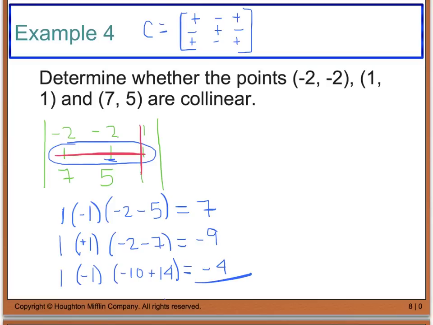So 7 plus -9 plus -4 gives me -6. So I have a determinant of -6, and since -6 is not equal to 0, I can tell that these points are not collinear. They would only be collinear had I gotten 0 for a solution.